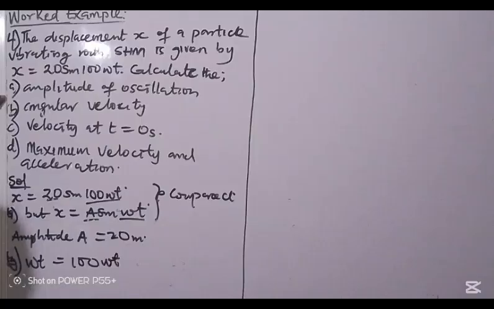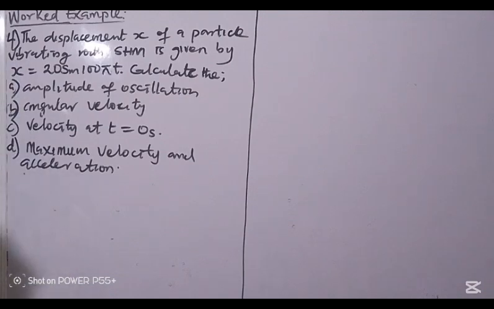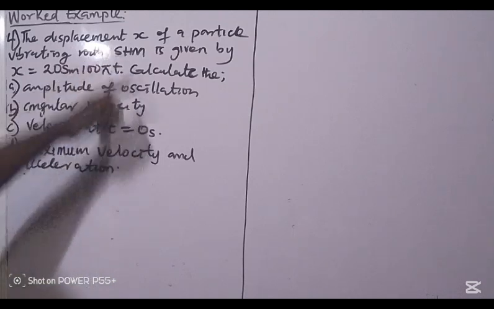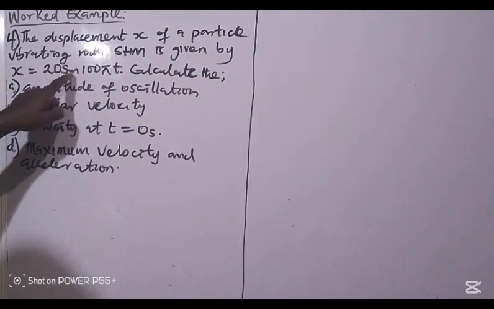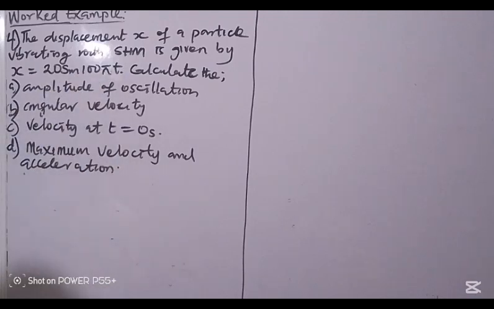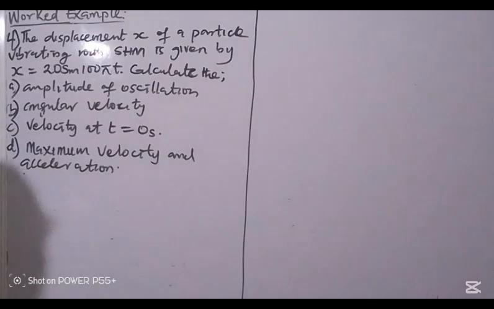Take this one as example 4. The displacement of a particle vibrating with SHM is given by S equal to 20 sine 100 pi t. Calculate A, amplitude of oscillation, B, angular velocity, C, velocity at t equal to 0 seconds, D, maximum velocity and maximum acceleration. Now, from this question, solution.